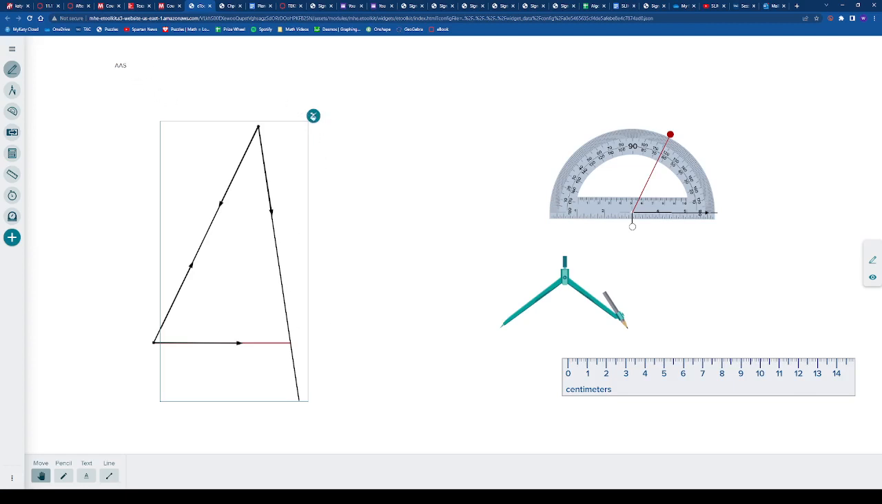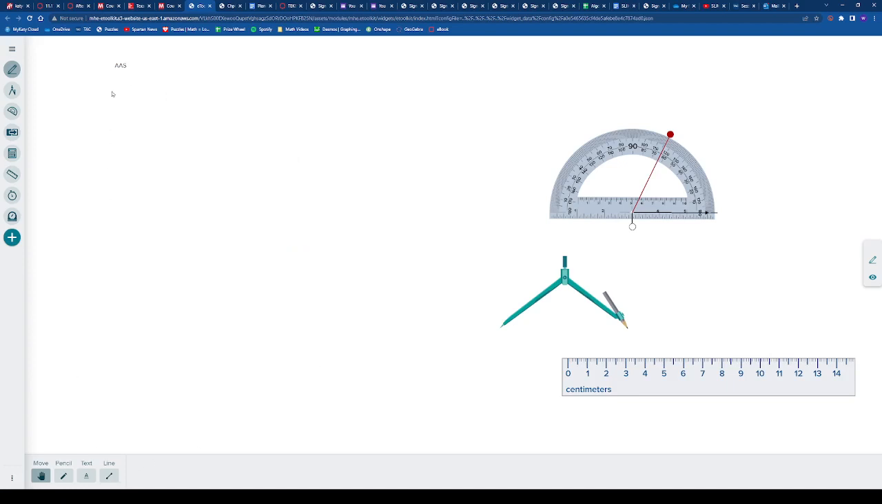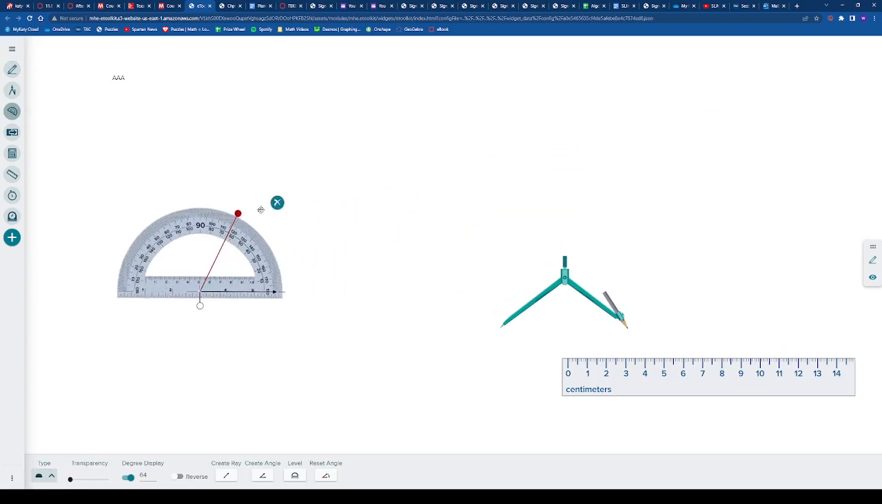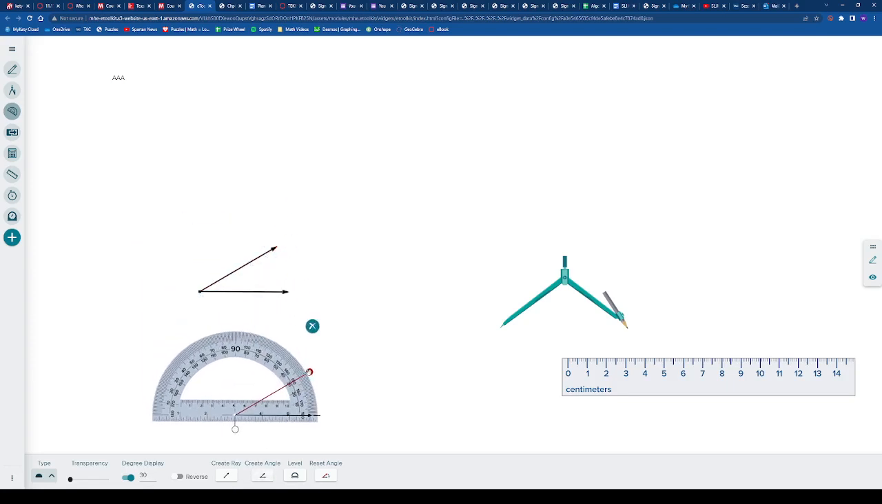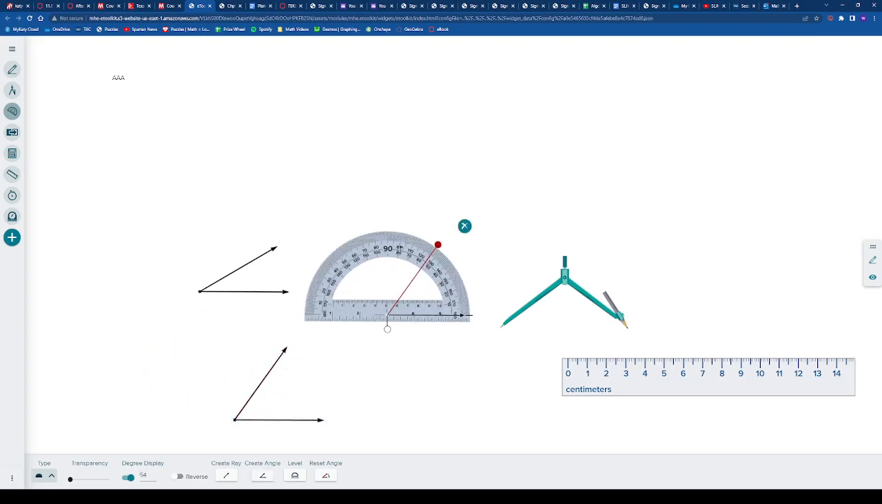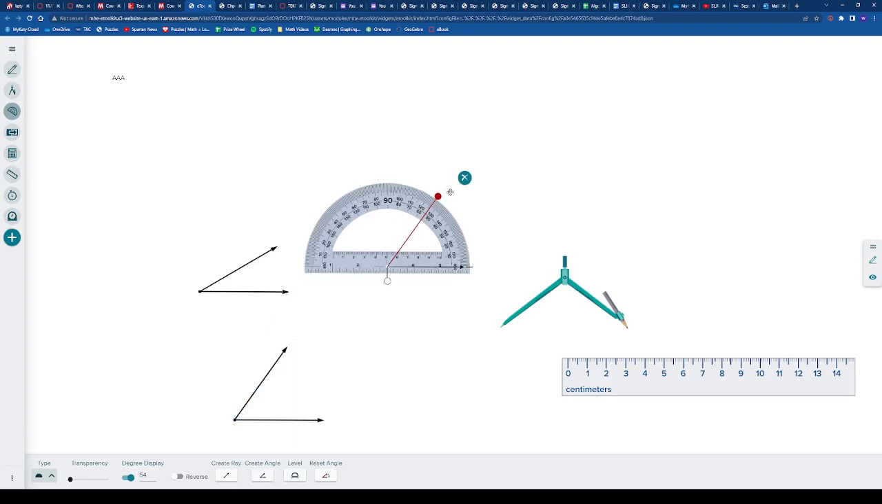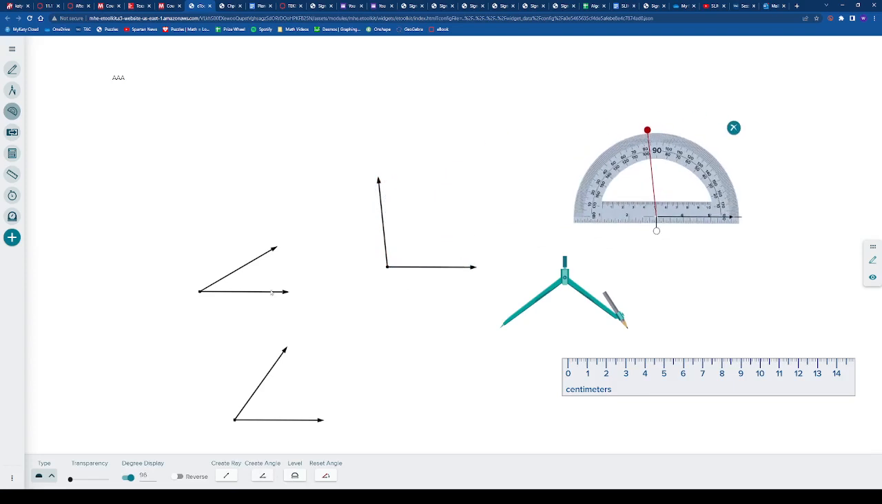Okay, so then we know the last one, angle, angle, angle, doesn't give us congruent triangles, but let's take a look at, again, visualizing why that is. So we're going to make three angles. We'll do 20 degrees, let's do 30 degrees. Create angle. We'll do 54 degrees. So 30 and 54 is 84, so we have 96 left. 96. So these three angles add up to 180, so they have to form a triangle.